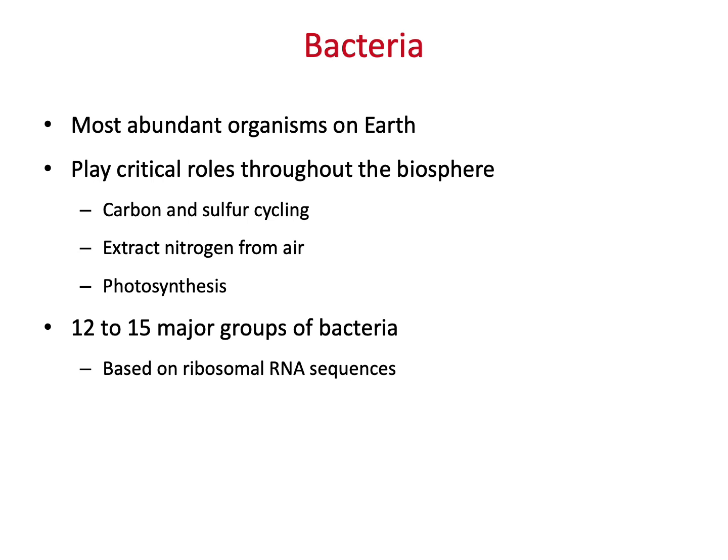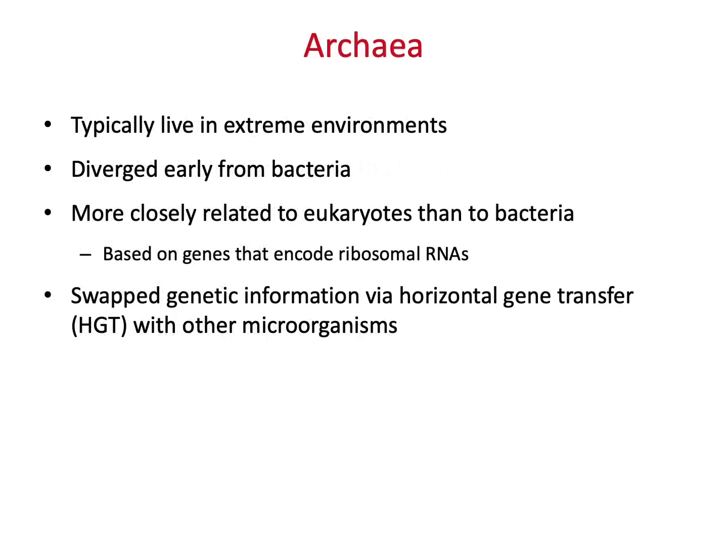Bacteria are the most abundant organisms on Earth, highly diverse. There are at least 12 to 15 major groups of bacteria based on ribosomal rRNA genes, and they play critical roles throughout the biosphere. They actually do carbon and sulfur cycling, extract nitrogen from air, and do photosynthesis. So bacteria is one of the most diverse groups in these domains.